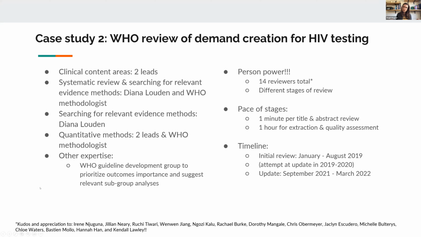And the last group, which is kind of interesting, is because WHO commissions these reviews, they actually had a guideline development group. And the guideline development group was who declared the priority outcomes for this review and suggested relevant subgroup analyses. So it was very interesting to see how the interplay was between a commissioning group and the scientists executing the search. This was, as I mentioned, large in person power.